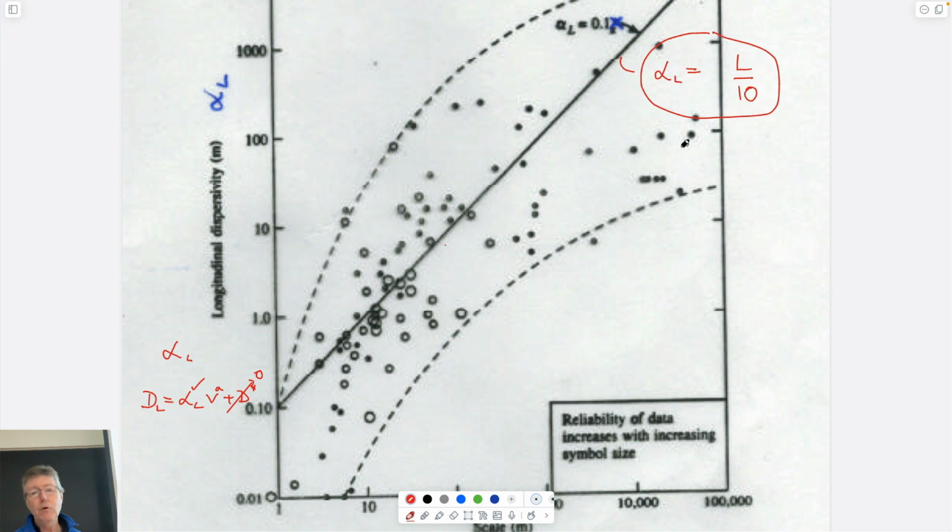And so if you want to have a value of alpha L, this isn't such a terrible one to use. And if you want to have a value for alpha T, then a value of alpha L over 3, which is kind of what we found out from the Borden site, isn't a bad number to use either, given that you don't have any other information.